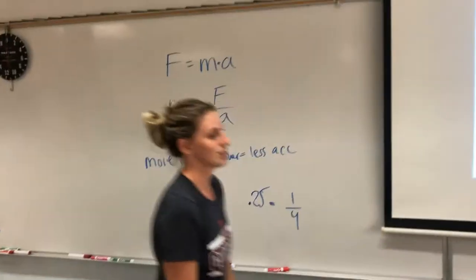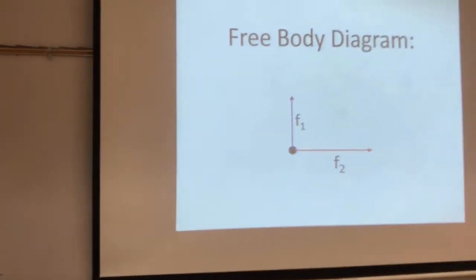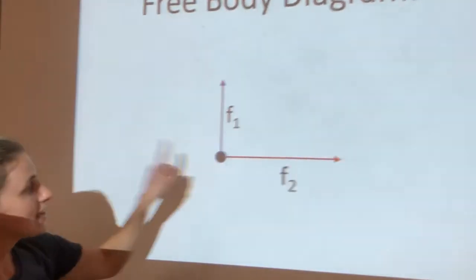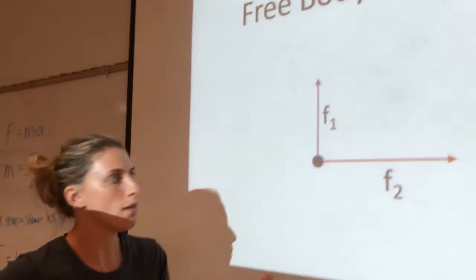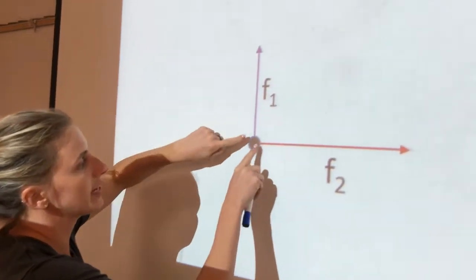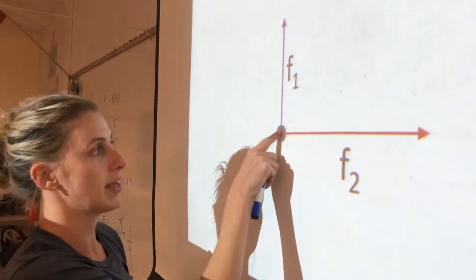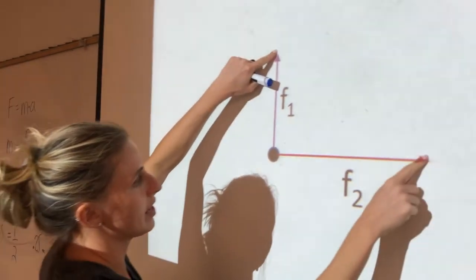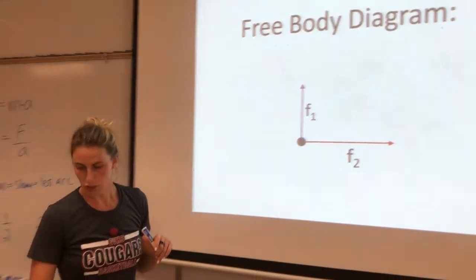Okay, moving on. Free body diagrams. This is a free body diagram. How can you tell? You can tell because you have the dot in the middle representing whatever your object is, and we have these arrows that are both coming out of that dot. Both of the tails are on the dot. For example, that could be force 1, that could be force 2.